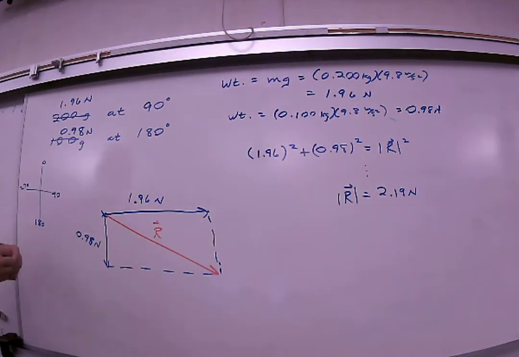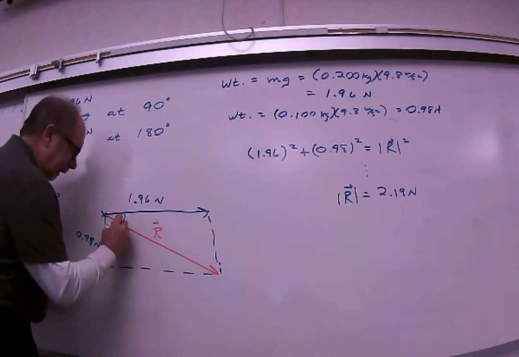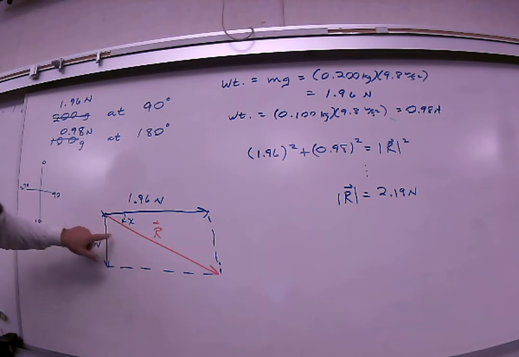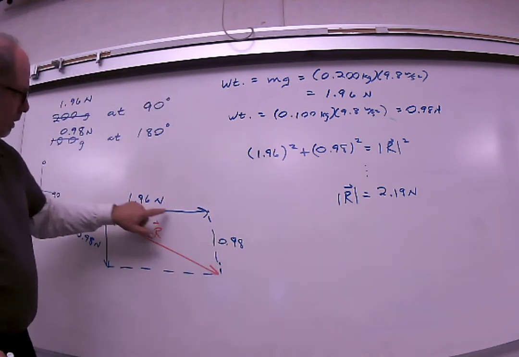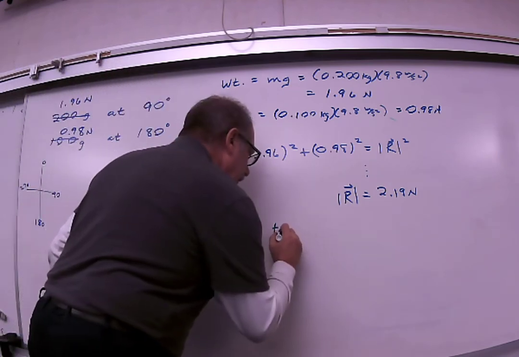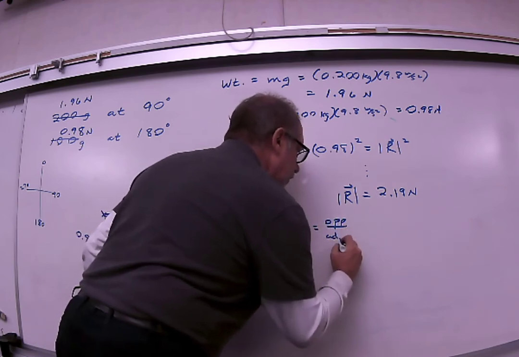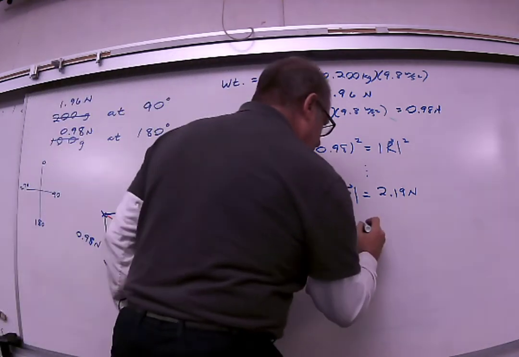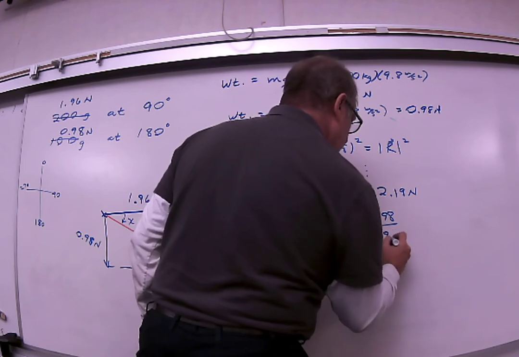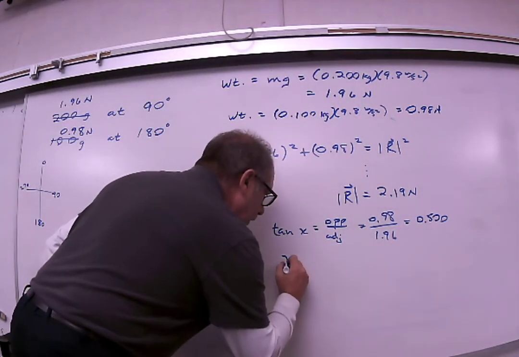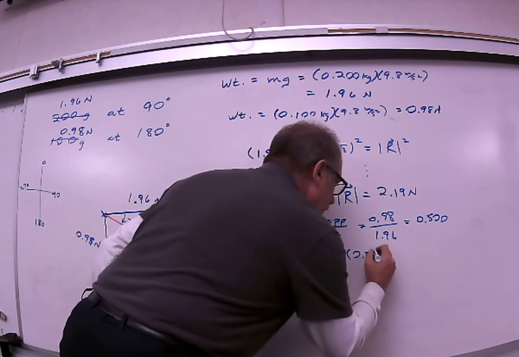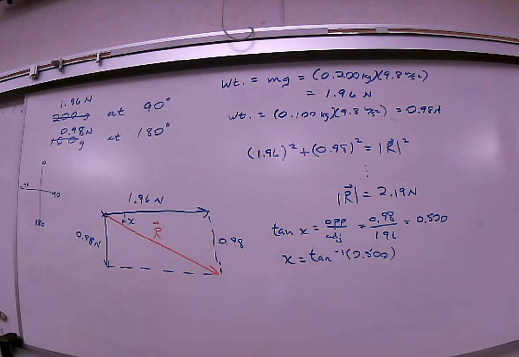2.19 newtons. All right, now, an angle. We need an angle. Well, let's take this angle right there. Now, the opposite is 0.98. Opposite, adjacent. That's related by the tangent function. So the tangent of x is opposite over adjacent, 0.98 over 1.96. I happen to know that that's exactly equal to 1/2. So then the angle will be the inverse tangent of 1/2. To the nearest degree, calculators, what is the inverse tangent of 0.5?